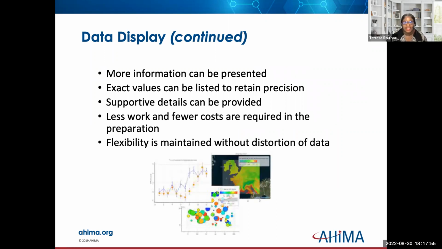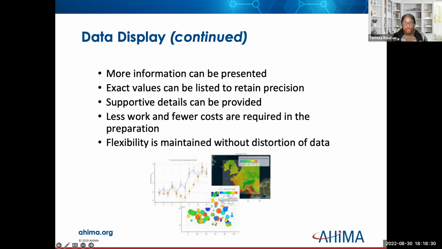More information can actually be presented, right? Values can be listed as it says. You can have supportive information. Less work, fewer costs are required because you're putting it all there in the preparation. And you want to look at maintaining that flexibility without really distorting the information. So, like you go and you have a picture, but you want to get in really close, but the more you bring in the pixels, it becomes distorted, right? You don't want that. So you want to be able to keep it more fluid so that it's flexible.